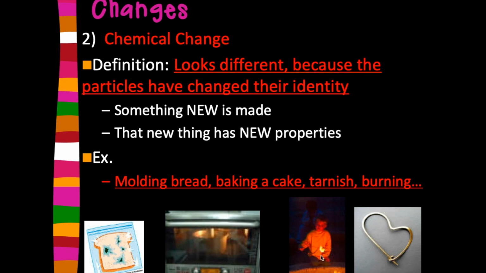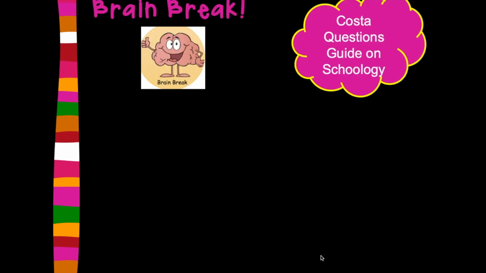And then burning. So when you're done burning a marshmallow or a piece of wood, the stuff you have left over at the end is not the same as the stuff you started from. So that's what makes it a chemical change. Something new has actually been produced, and that new thing has a new identity. So that's kind of the idea between physical and chemical changes.